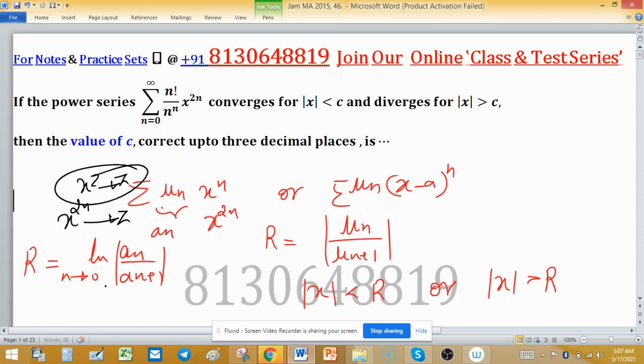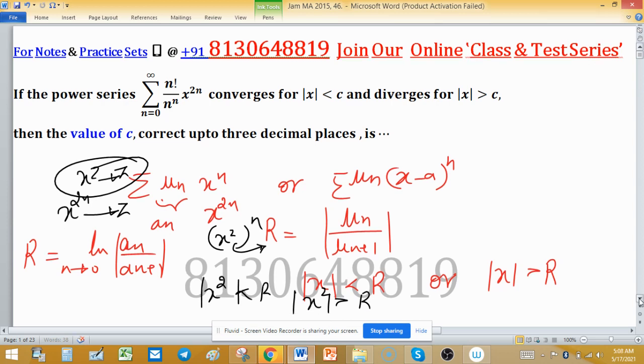So this will be the radius of convergence, but when we are trying to find the interval of convergence, keep in mind that this power series will converge for mod x square less than r, because this can be written as x square raised to the power n. That will be the standard format when x square is replaced by z, and it diverges for mod of x square greater than r.